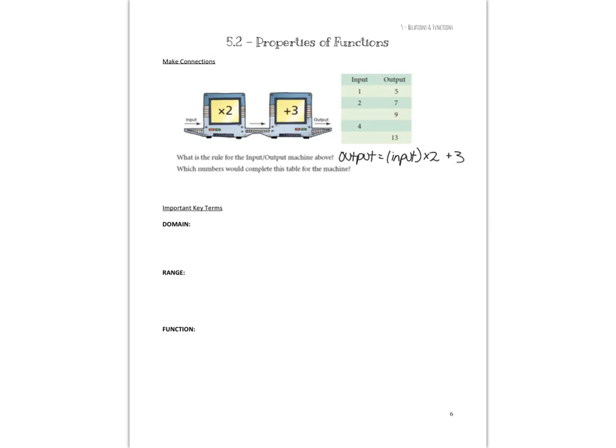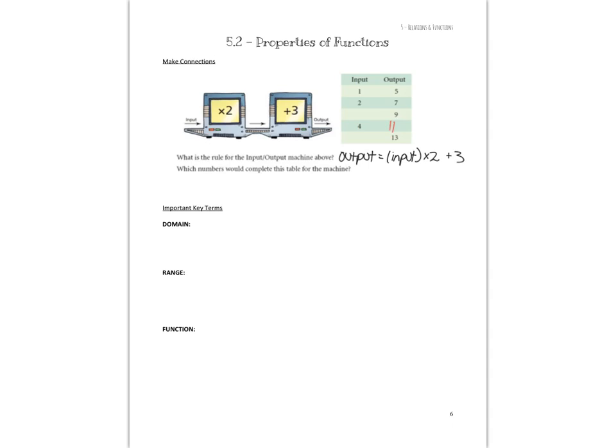So which numbers would complete the table for this machine? I started with this input value that was missing its output. So if I input 4, we multiply by 2, that gives us 8. We add 3, and that will give us 11.